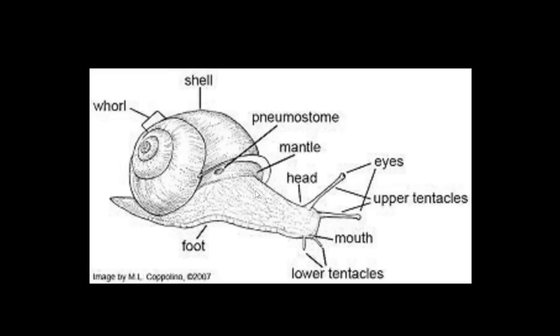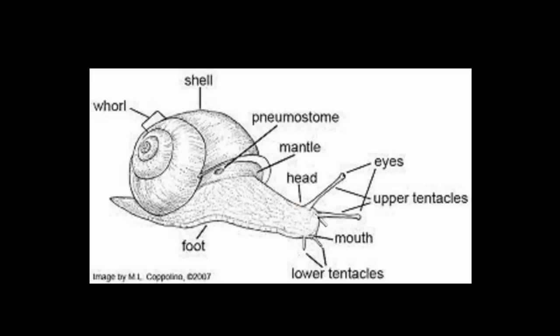So when you're told to draw what the snail looks like and to draw and label, this is what the diagram of a shell of a snail looks like. You can see it has the whole shell having the coily form. Then that's the shell. Then around here it has something called the pneumostome, and then the mantle directly under the shell, which attaches the foot of the snail to the shell.